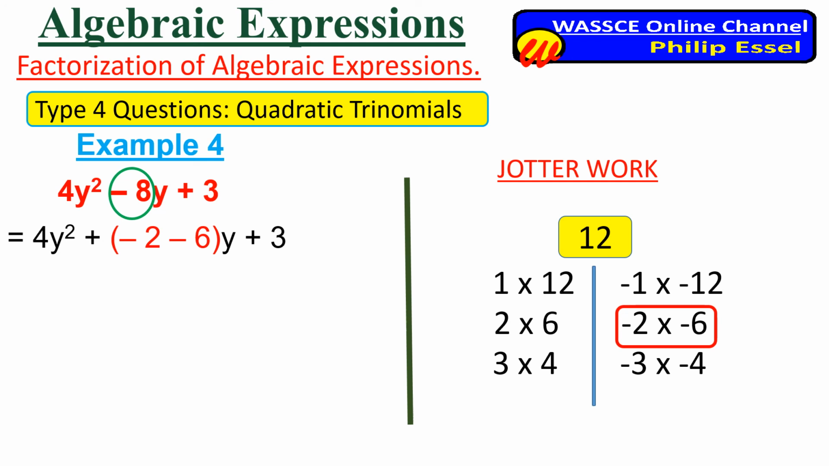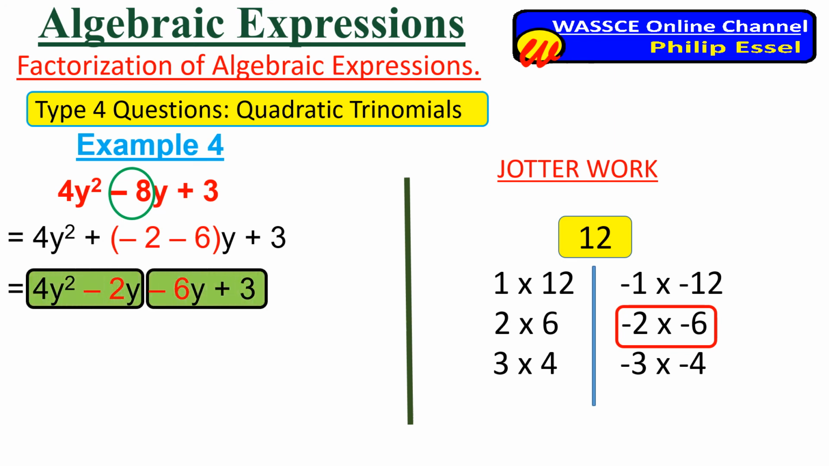Now let's expand our expression by removing the bracket. When we do this, we would get 4y squared minus 2y minus 6y then plus 3. So at this point we've been able to convert a 3-term expression into a 4-term expression. So what we're going to do next is to split the 4-term expression into 2 main parts as shown on the screen.